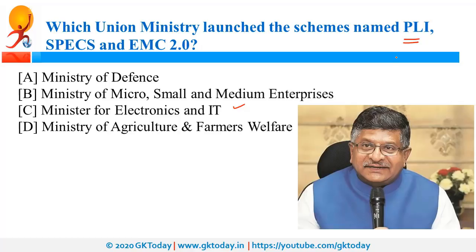large scale electronics manufacturing. The second scheme is SPECS. It stands for scheme for promotion of manufacturing of electronic components and semiconductors. So this is related to electronics component and semiconductors. And the third initiative is EMC 2.0. It is related to modified electronics manufacturing cluster. So all these three initiatives are related to electronic manufacturing.